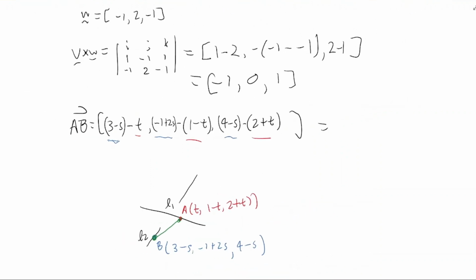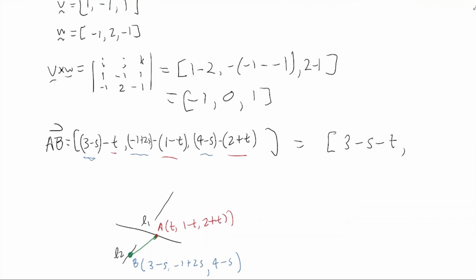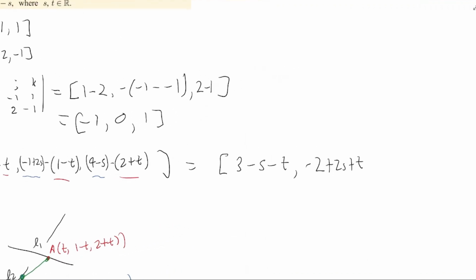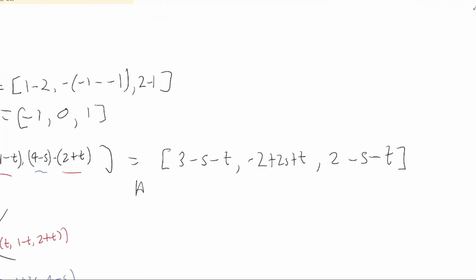So that's exactly what we're going to do. So we're going to go 3 take s take t. It's going to be that first coordinate. Our next coordinate, minus 1 and another minus 1 gives us minus 2, plus 2s plus t. And then our last coordinate is going to be 4 take 2, so 2, take s, take t. So this is the vector AB.